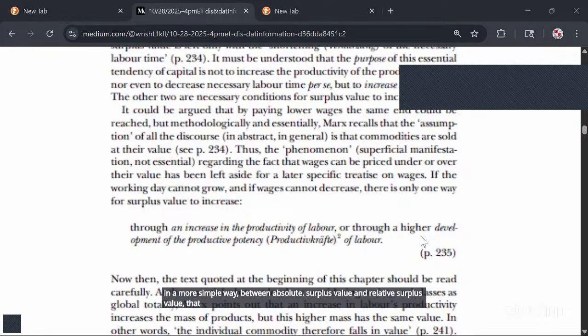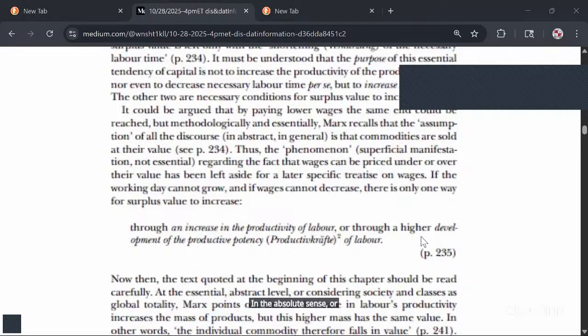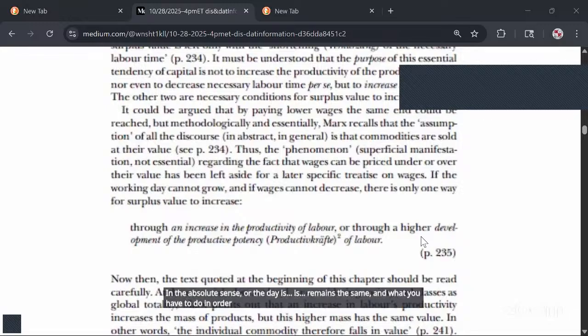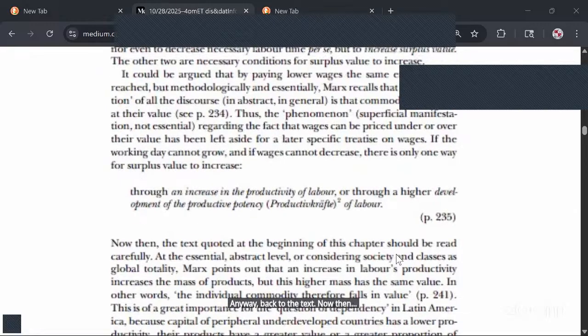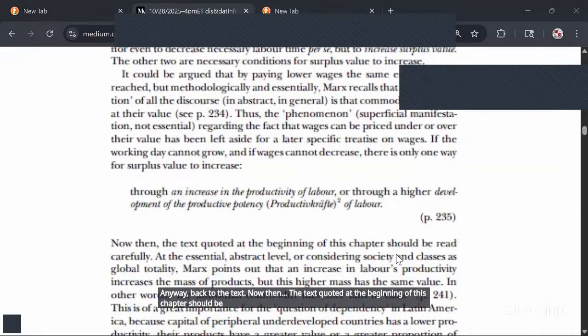That is, either you increase the working day in the absolute sense, or the day remains the same. And what you have to do in order to produce relative surplus value is to increase the efficiency or the speed at which labor operates, which, well, we see what happens anyway. Back to the text. Now then, the text quoted at the beginning of this chapter should be read carefully.